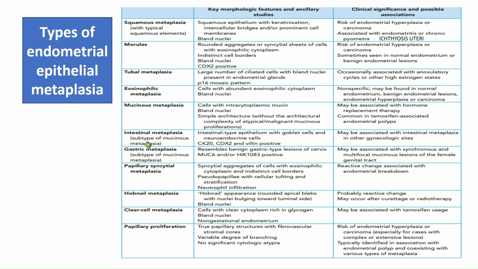So in intestinal metaplasia, there are goblet cells and neuroendocrine cells with an intestinal type epithelium, and usually it is CK20, CDX2 and villin positive. It may be associated with intestinal metaplasia in other gynecologic sites. Gastric metaplasia resembles benign gastric type lesions of the cervix. Here, MUC6 and HIK1083 are positive, and it may be associated with synchronous and multifocal mucinous lesions of the female genital tract.